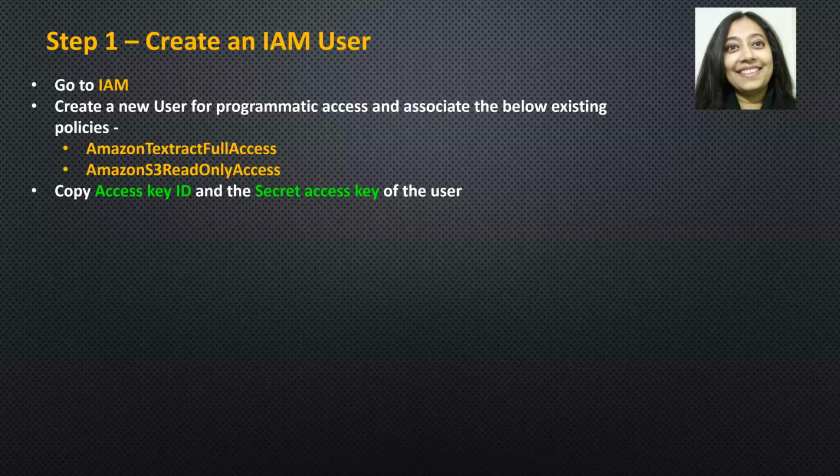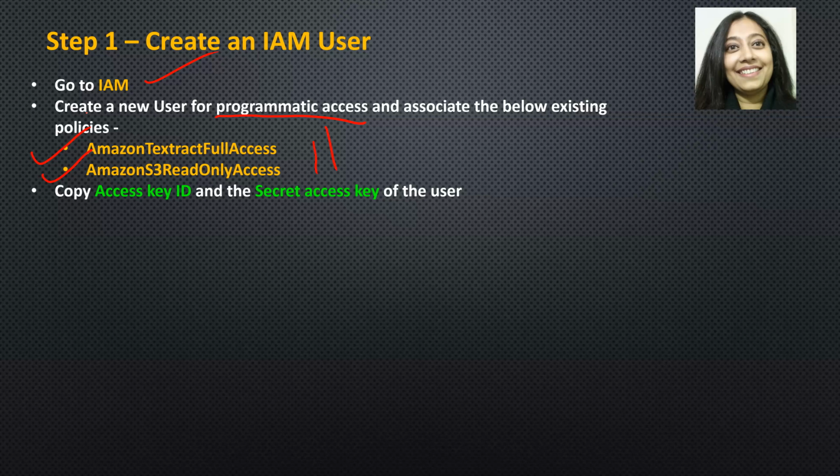First step. Our first step is to create an IAM user. So we'll go to IAM and then create a user for programmatic access by associating these two existing policies, right? So which policies are we attaching to this user? We are basically attaching Amazon S3 read-only access. Why? Because our files are in an S3 bucket, remember? And along with that, we are attaching Amazon Textract full access, right? Because we need to execute and call Textract APIs.